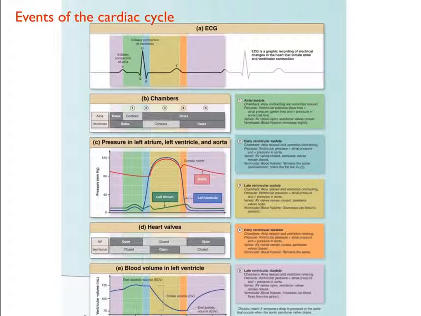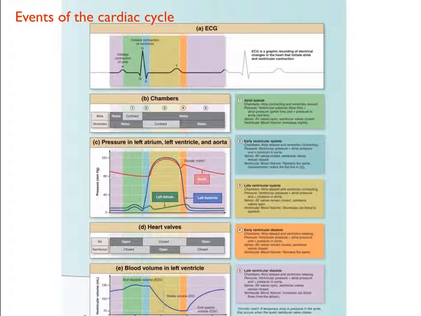So imagine the heart that you were looking at in the lab. That would be the heart when it's not contracting. So all the chambers are relaxed at this point. Blood is returning to the atria. It's returning on the right side to the right atrium from the systemic circulation, and on the left side to the left atrium from the pulmonary circulation.